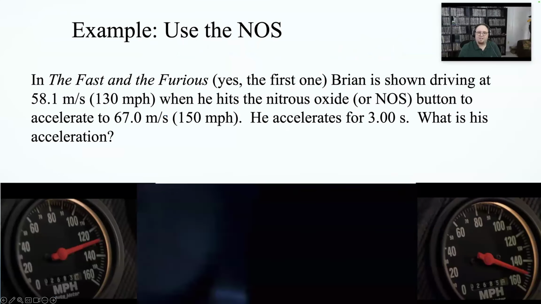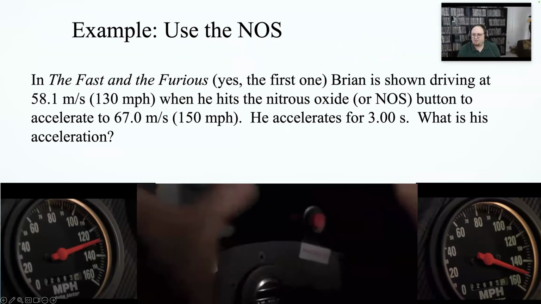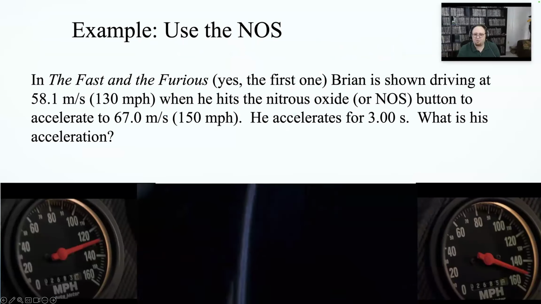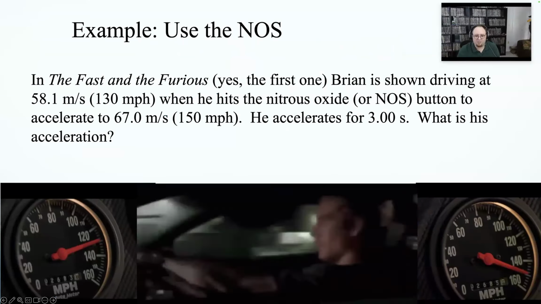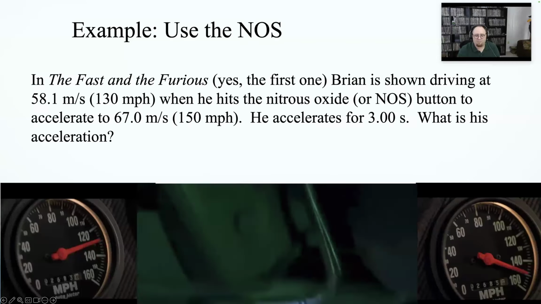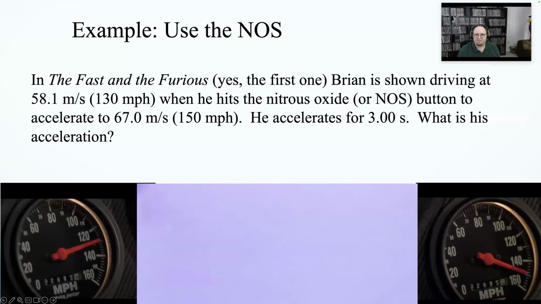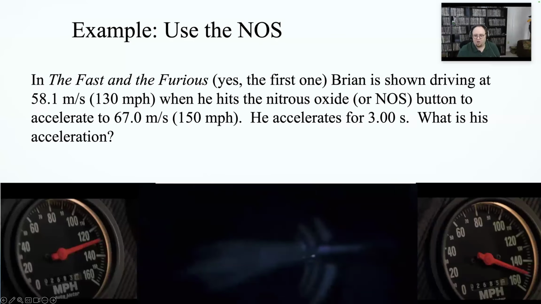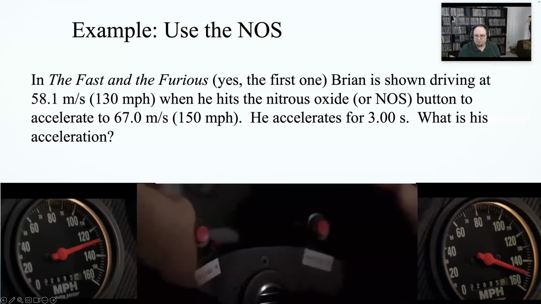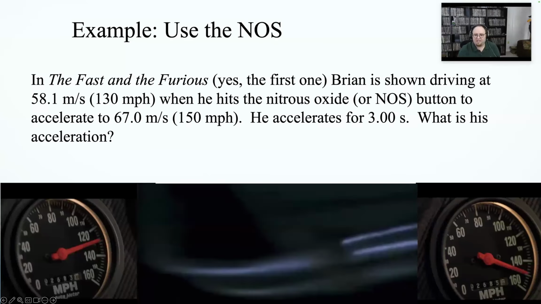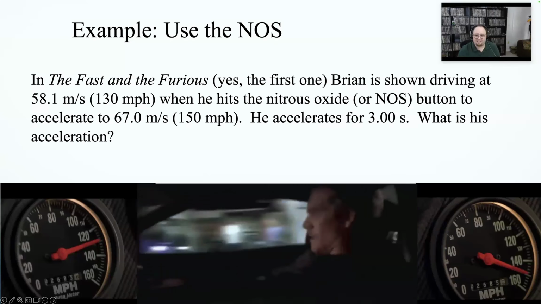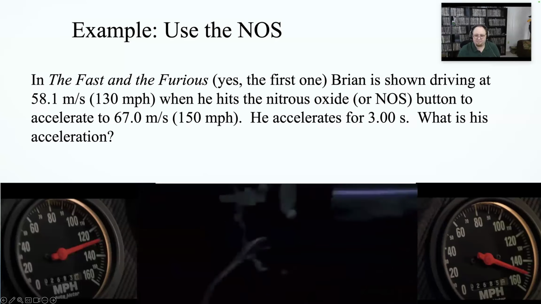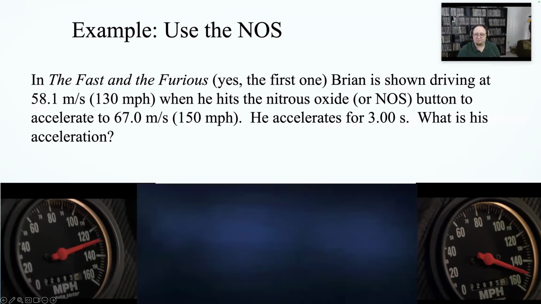So, in the first Fast and the Furious movie, Brian is shown driving at 130 miles per hour, which is 58.1 meters per second. You can see that on the bottom left. And he hits some nitrous oxide. That makes him go up to 150 miles per hour, which you can see on the right. Let's say it takes 3 seconds to do that. What is his acceleration?